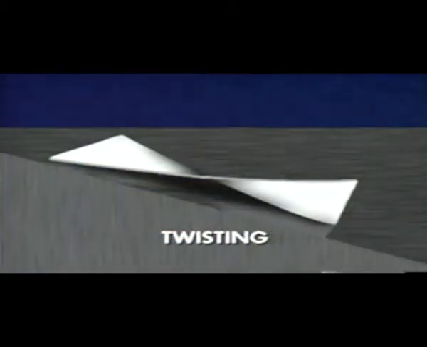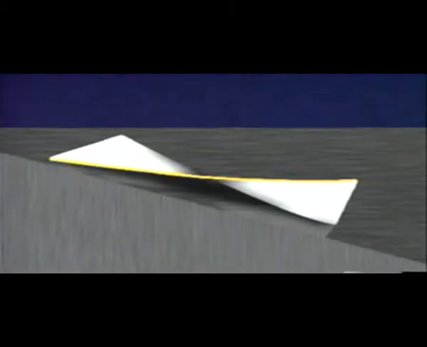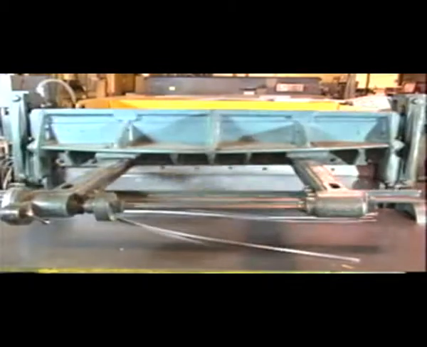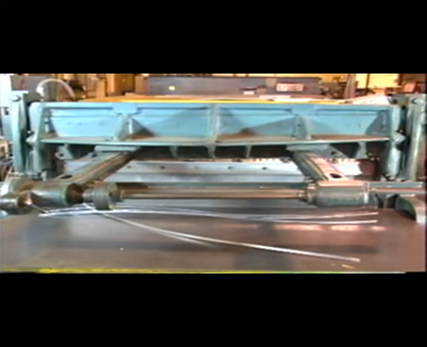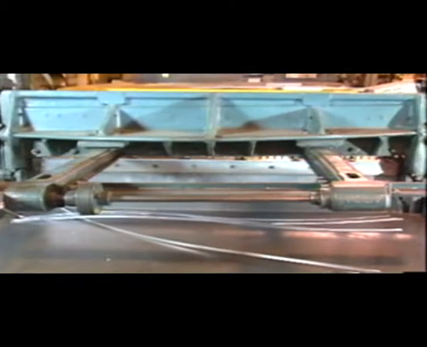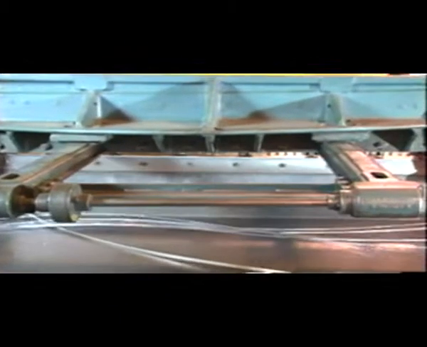Twisting in the sheared material is generally proportional to the rake of the upper knife and to the width of the drop. Narrow strips twist more than wide ones, thick materials more than thin, and soft materials more than hard materials.